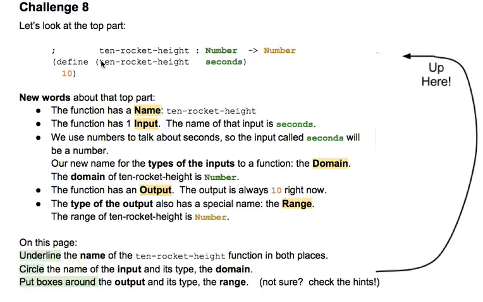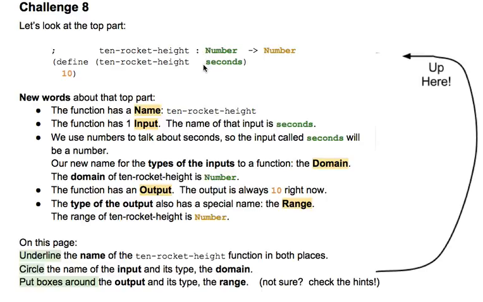Every function's got a name, and you see the name twice. You see it in this top line, the contract, and you see it in the declaration here. When you're defining any variable, you've got to say the name. So defining a variable or defining a function, either way, says that you're associating some meaning. You're giving some meaning to a new word. And so define says, here is the new word. It's called 10 rocket height. Okay? And that's going to have some new meaning.